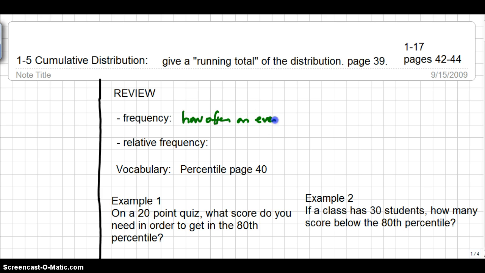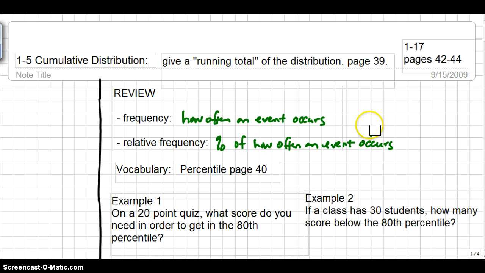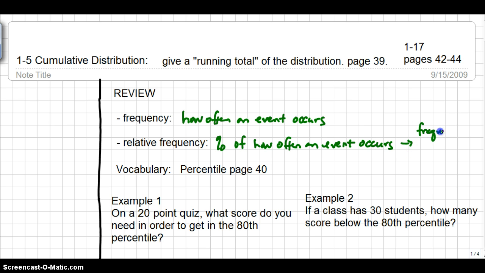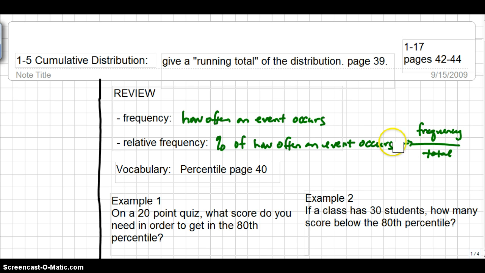an event occurs. So you're just basically saying how frequently something occurs and you're counting how many times that happens. To turn that amount into a relative frequency, you simply do the percent of the frequency. So you do the percent of how often an event occurs. And so when you're doing that, you want to take your frequency and divide by the total. When you do that division, you'll get a decimal, and you'll just turn that decimal into a percent.